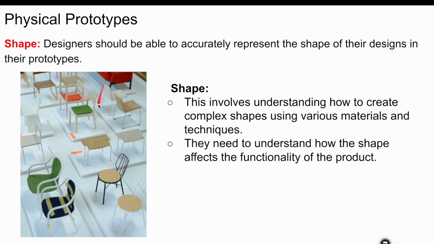So if you look here, we're looking at some scale models of chairs. We should be able to figure out how to create these. These are quite complex shapes. They're made out of various materials, and we're using different techniques. So I'm assuming that some of these are 3D printed. Some of them might be wireframes. Some of them might have laser cut components. And you need to understand how the shape affects functionality of that product, just like it says here.